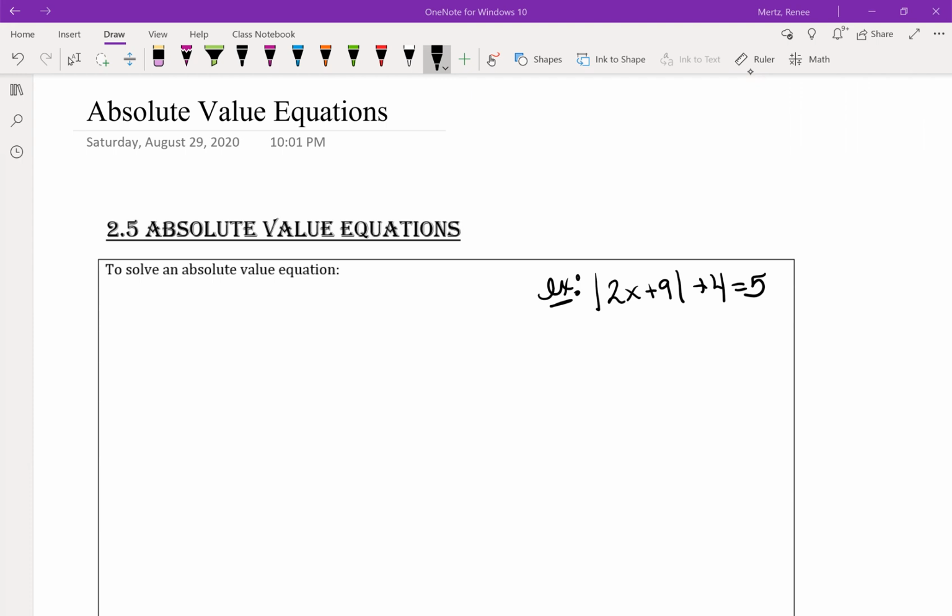Awesome. Our first move is to get the absolute value alone. So step 1 is to get the absolute value alone. All right, so what's our first move then to get the absolute value alone? So we do want to subtract 4 from each side.